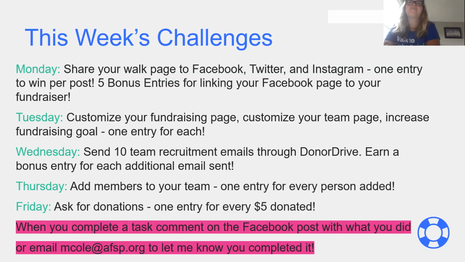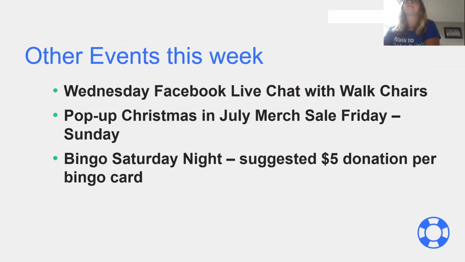And on Friday, ask for donations, 1 entry for every $5 donated. So even if it's you donating $10 to yourself, you've got 2 entries off of that. And each day we'll be spinning a little prize wheel to see what the winner wins. We've got a lot of great merchandise and some vintage walk shirts that you can win. And if you're not on Facebook, which I know a lot of people aren't, I will send out an email each day with the challenge, and you can just reply to that email and let me know you completed it.